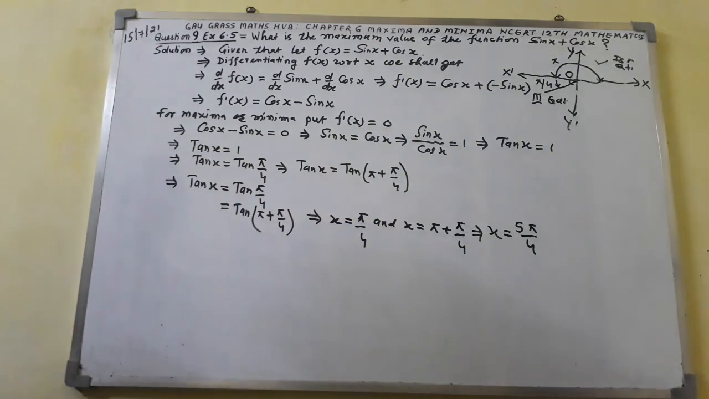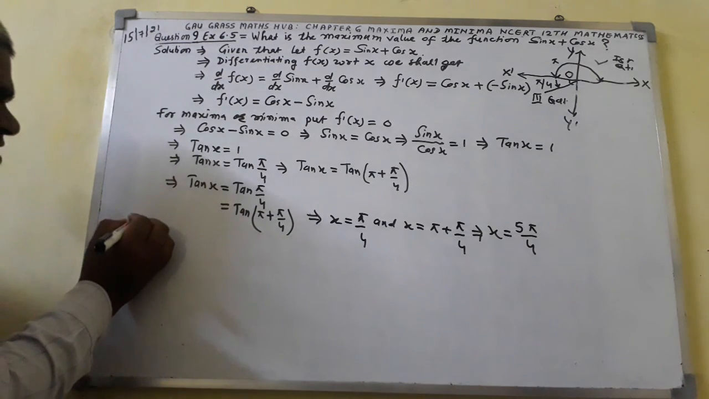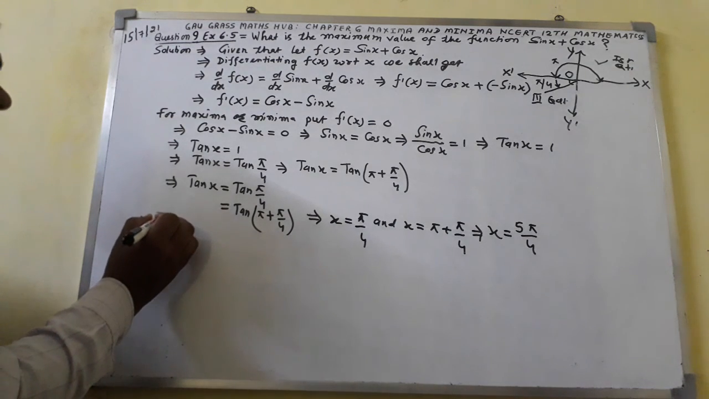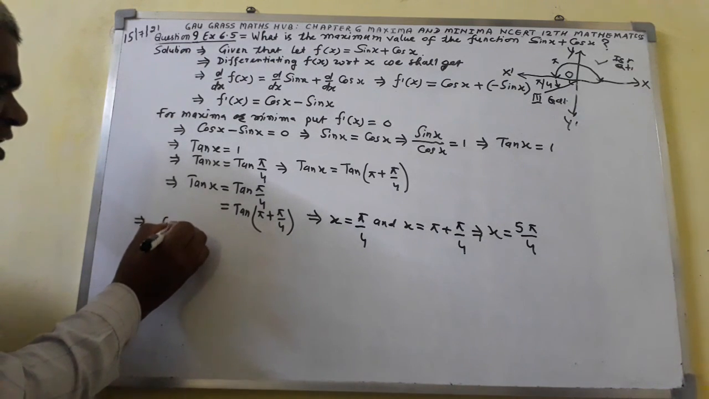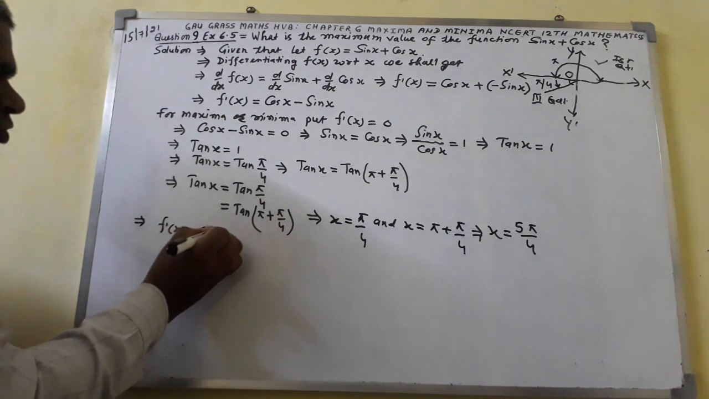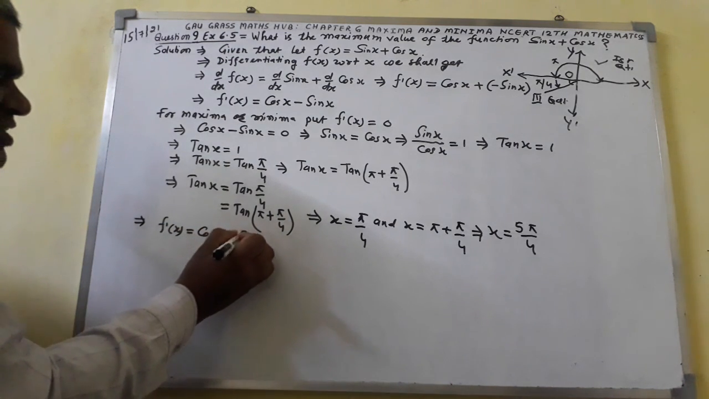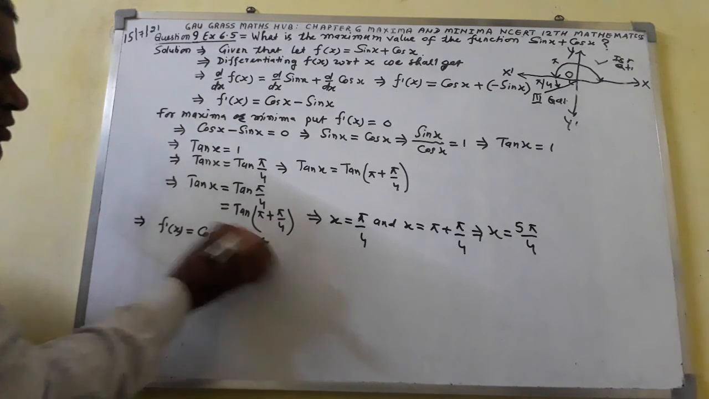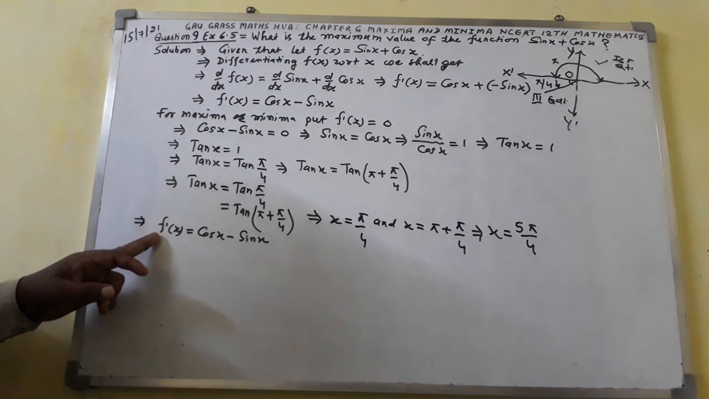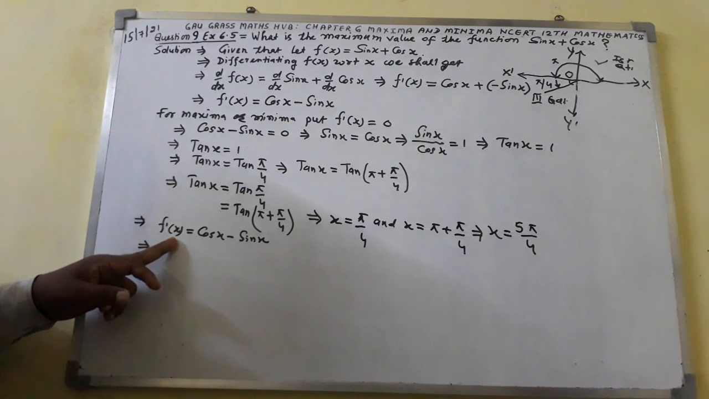What will we do next? Next I shall write the original function, implied that f dash of x equal to cos x minus sin x, implied that f dash of x is the first order derivative of f of x.